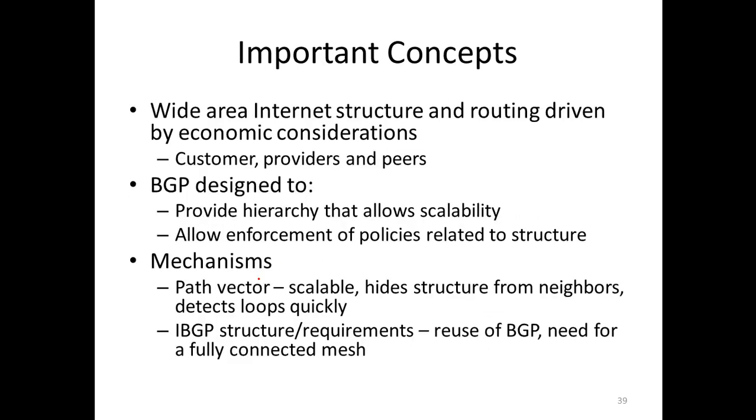Some important concepts include the area structure. You know that the internet is basically a wide area structure, and it provides routing information that is dependent on economic considerations: how the customer will react, how the providers will react, and how the peers and the links will react to a certain scenario or environment. That is why these things really matter in terms of economic considerations.